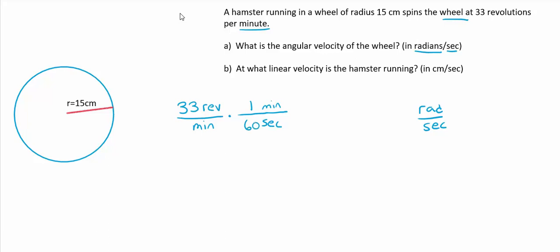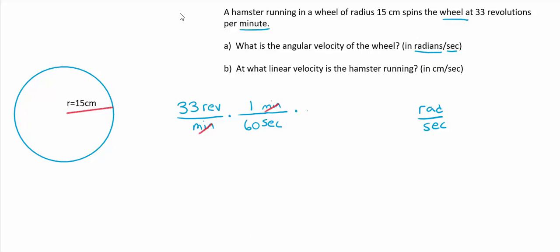Technically, I'm multiplying by the number 1. Since 1 minute is 60 seconds, you can think of this as 60 divided by 60. Now, minutes will cancel, and whatever 33 divided by 60 is, I am now in revolutions per second. So at least I have seconds in the denominator. Now I need to get radians in the numerator. So I need to convert revolutions into radians. That's actually pretty easy because I know that one revolution, one time around the circle, is 2 pi radians.